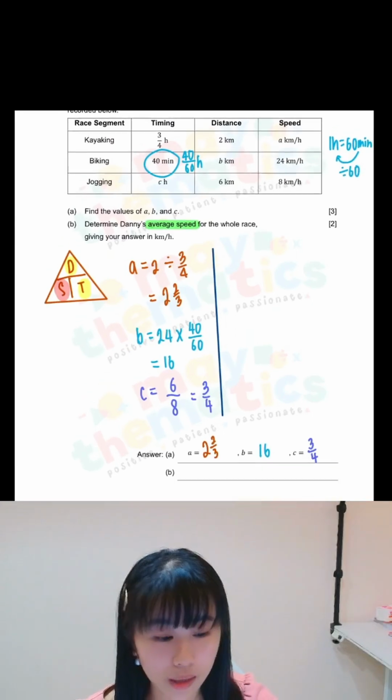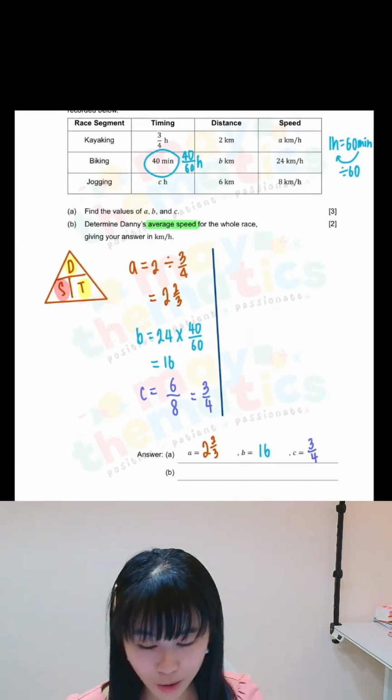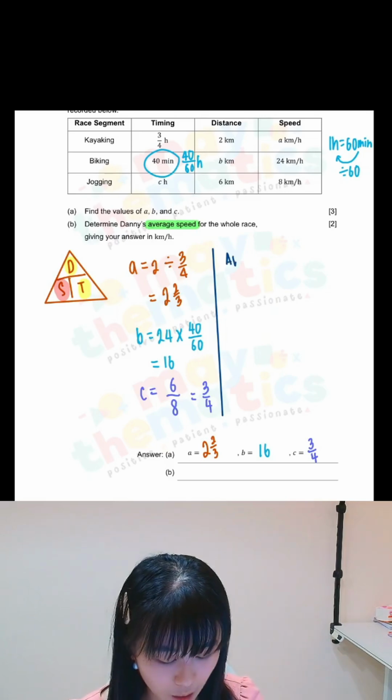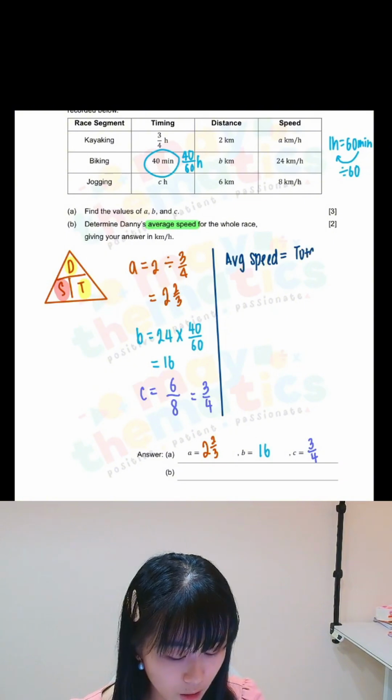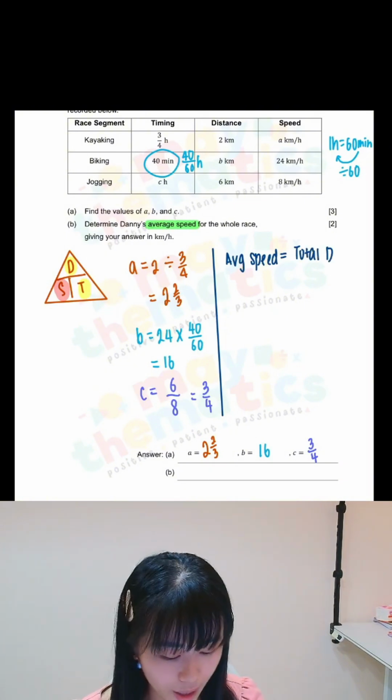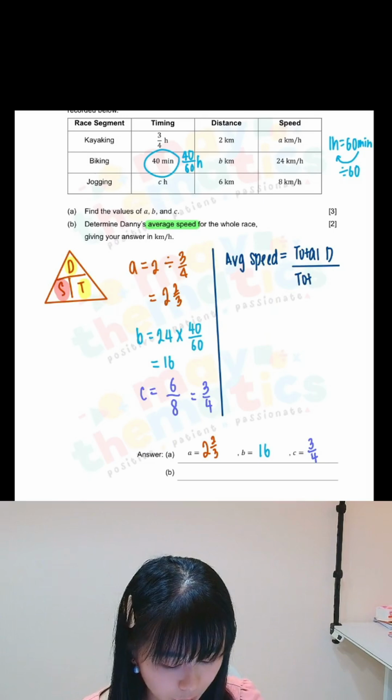I scroll a bit down more. Total distance divided by total time. Very good. Yes, average speed is total distance divided by total time.